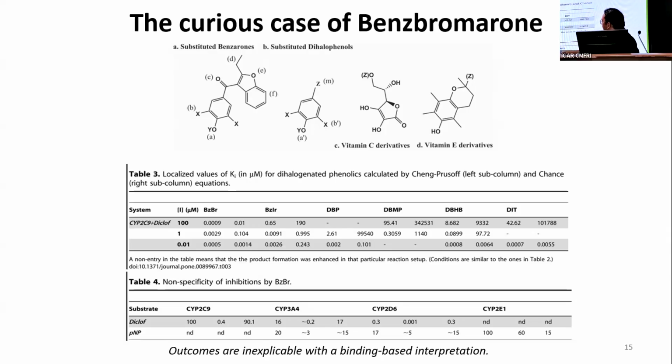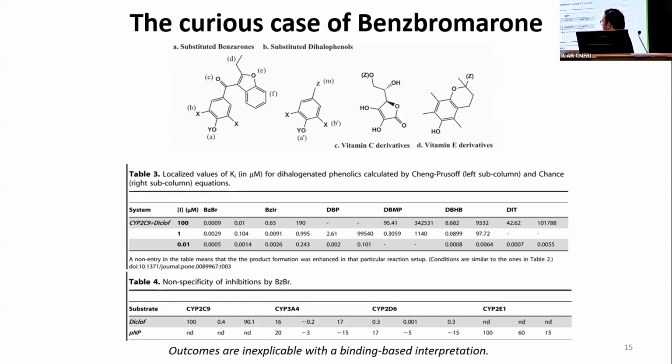So we took up that thing and did reactions, and it was also said that it is a specific inhibitor of CYP2C9. So we took up different systems, CYP2E1 and other enzymes also. And we saw that no, they are not inhibitors of just 2C9, they are inhibitors of other P450 systems as well.